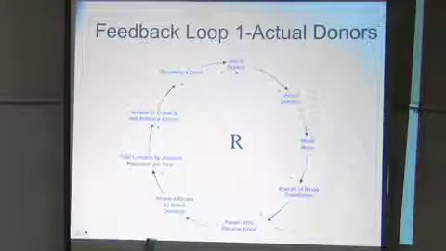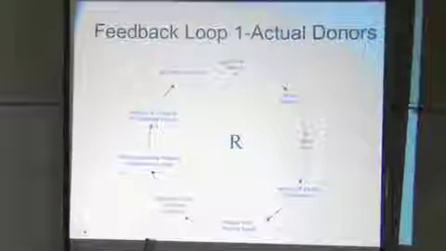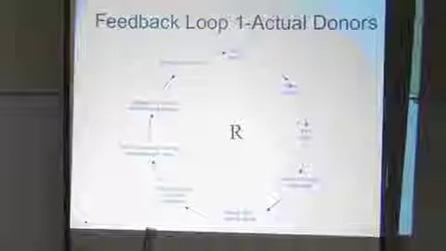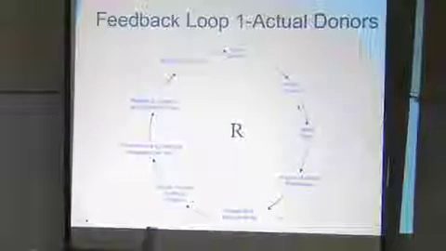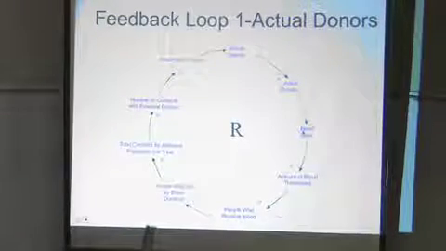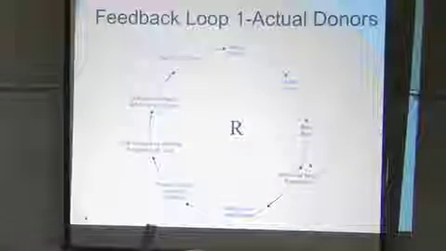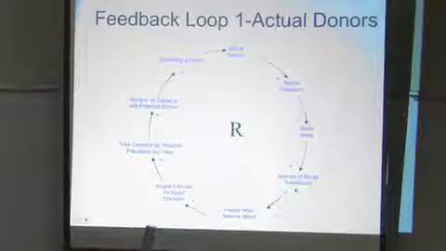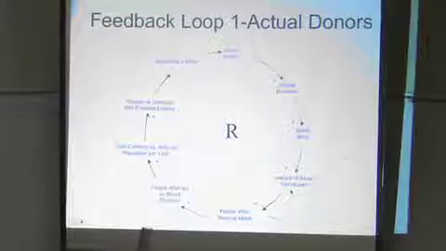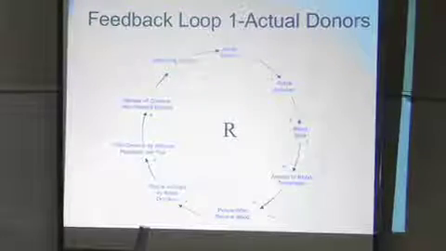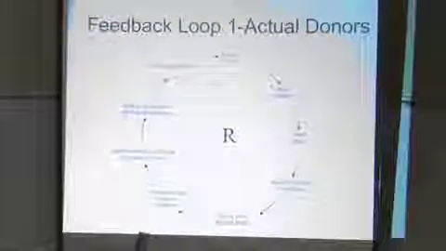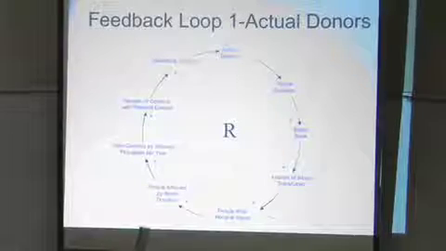As it shows, an initial increase in the actual donors will cause an obvious increase in the amount of blood that is actually donated, and an increase in this will lead to an increase in the amount of blood that is available in the blood bank, which leads to an increase in the amount of blood that is able to be transfused into people who are needing emergency life-saving blood transfusions.